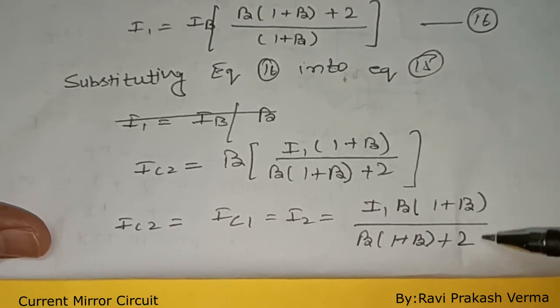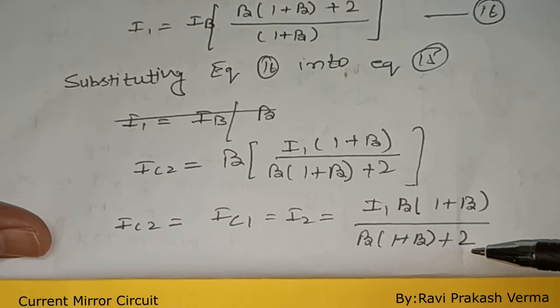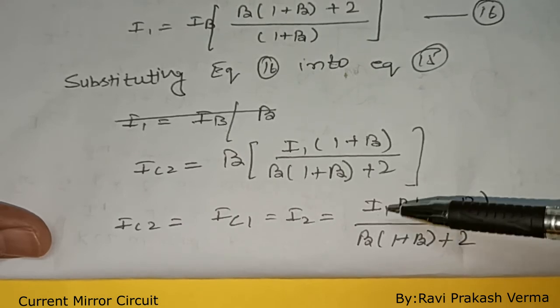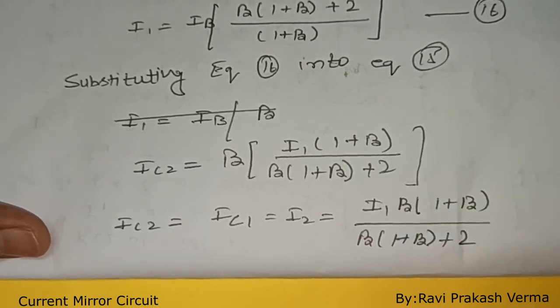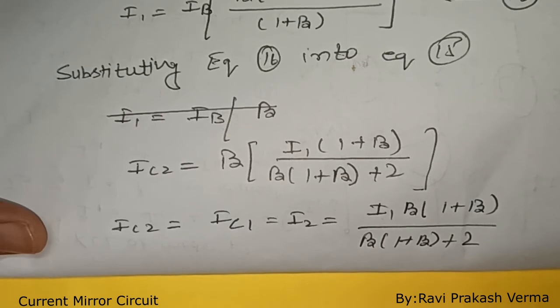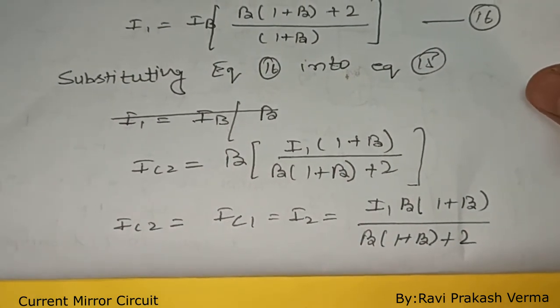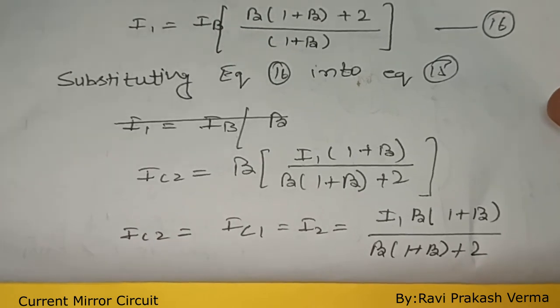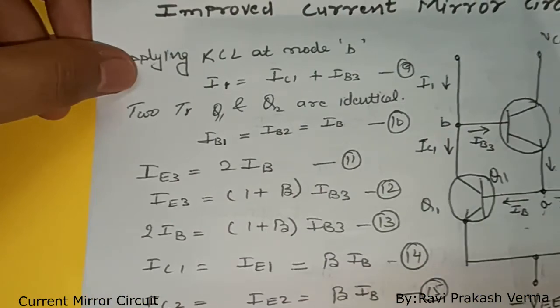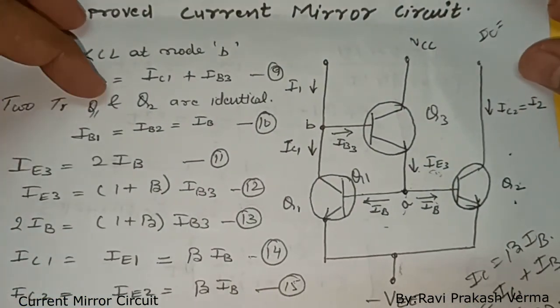From this relation, we can say that the ratio of I2 upon I1 is much less dependent on beta for this modified circuit. For the first circuit we derived the relation for which beta is very large, but if beta is small, we can use this improved current mirror circuit. So thank you guys.